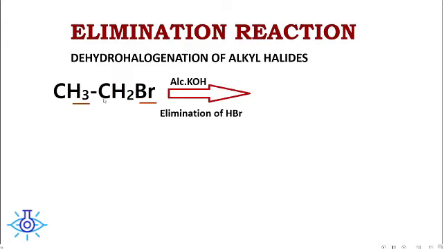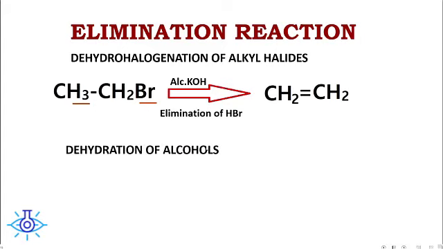A bromine from this carbon and a hydrogen from the next carbon is eliminated as HBr in the presence of alcoholic KOH. So when bromoethane is acted upon by alcoholic KOH, there is elimination of HBr resulting in the formation of ethylene. Dehydrohalogenation results in the formation of alkenes or unsaturated compounds. Since there is elimination of HBr, we call this an elimination reaction.